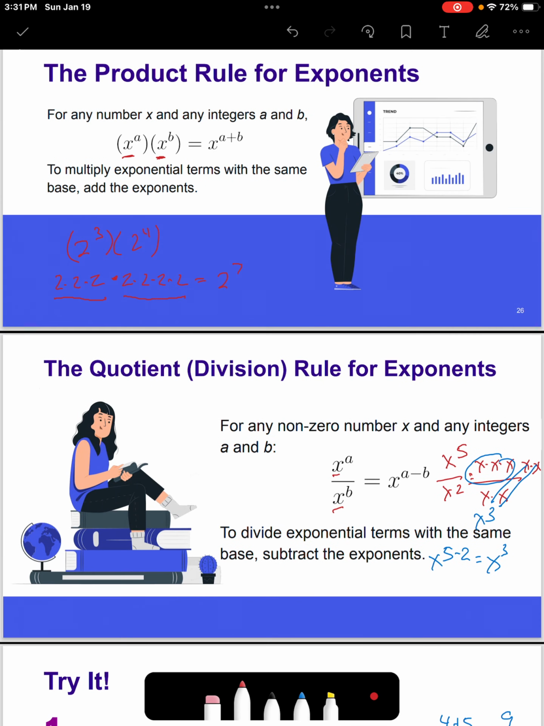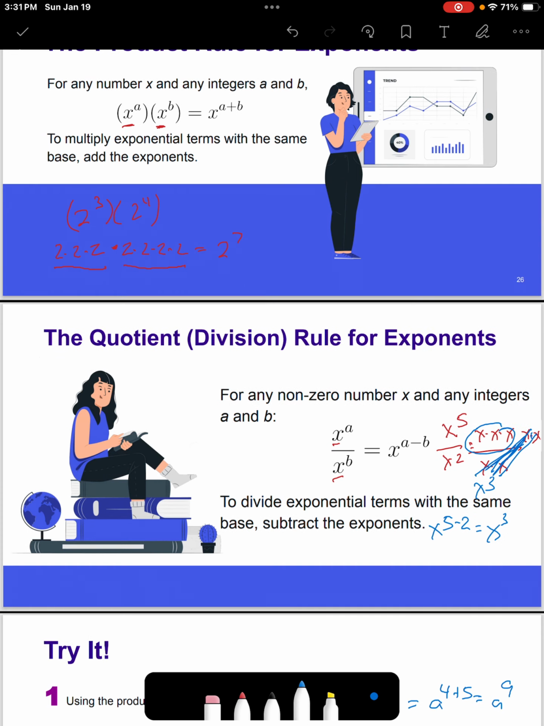The quotient rule says if the bases are the same, you subtract the exponents. Here's an example: x to the fifth divided by x squared. Remember, x to the fifth is the same as x times x times x times x times x, and x squared is the same as x times x. If you remember back from dividing fractions, you can cancel out like factors. Notice how I cancel out these x's, which leaves x to the third on top, which is 5 minus 2 is 3. So x to the 5 minus 2 equals x to the third.